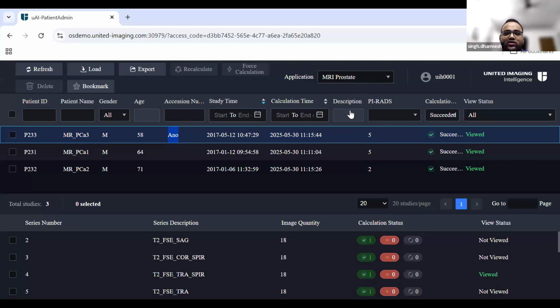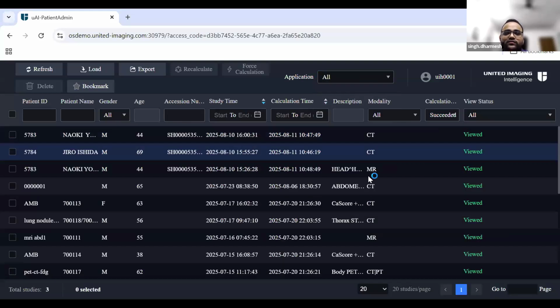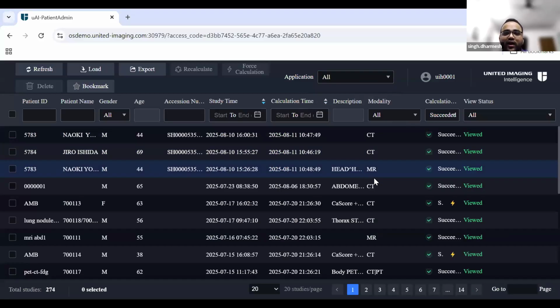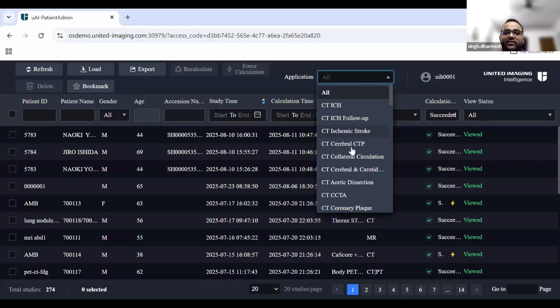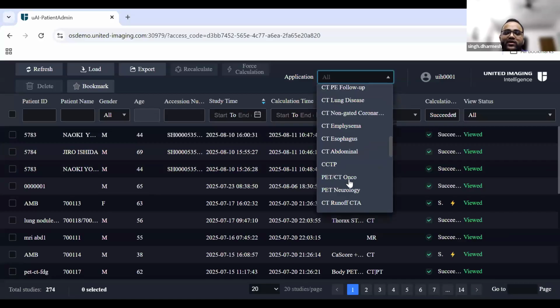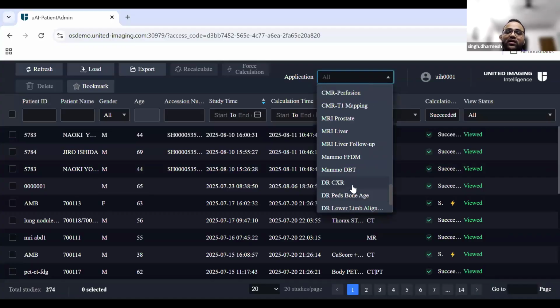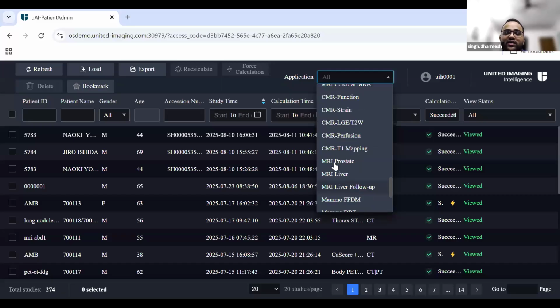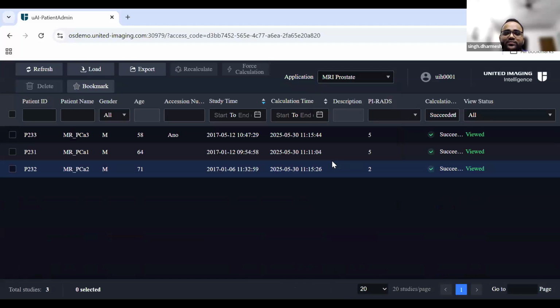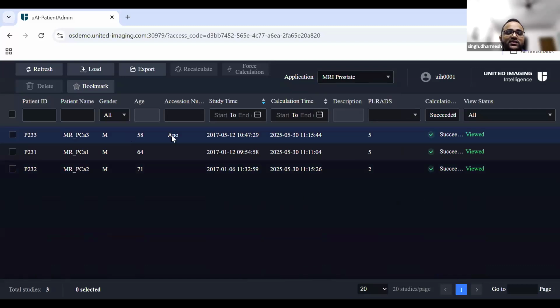Okay, so I'm talking about how we have a lot of tools. Some of them are FDA cleared, and some of them are CE cleared. You can choose the application. We have CT based tools, PET based tools, MRI based tools, mammo based tools. We have a lot of tools in every domain: liver, lungs, brain, knees, everywhere. And we can choose MRI prostate here, and just click on this patient, and it is calculated within a second.